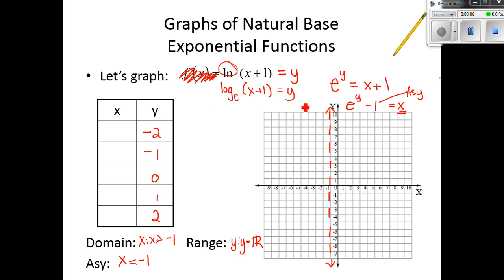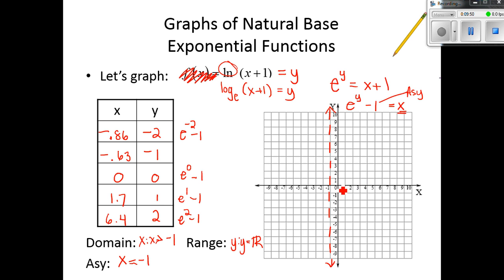So when I plug this into my calculator, e to the negative 2 minus 1, I will get negative 0.86. And if I plug negative 1 in there, I'll get negative 0.63. And if I plug 0 in there, e to the 0 would be 1, and I subtract 1, I'm going to get 0. E to the 1, subtract 1, and I'm going to get 1.7. And e to the 2, subtract 1, and I'm going to get 6.4.